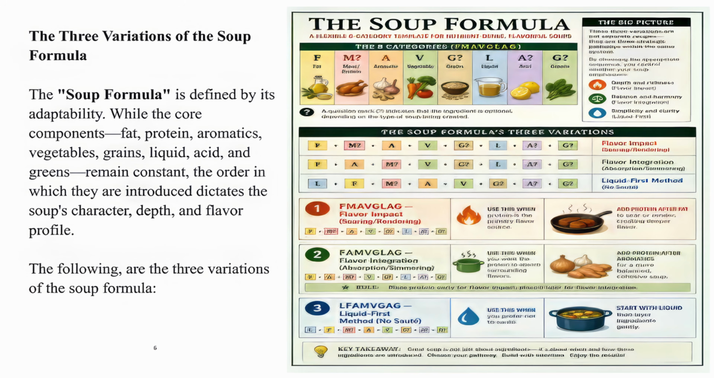The soup formula is defined by its adaptability. While the core components, fat, protein, aromatics, vegetables, grains, liquid, acid, and greens, remain constant, the order in which they are introduced dictates the soup's character, depth, and flavor profile. The following are the 3 variations of the soup formula.